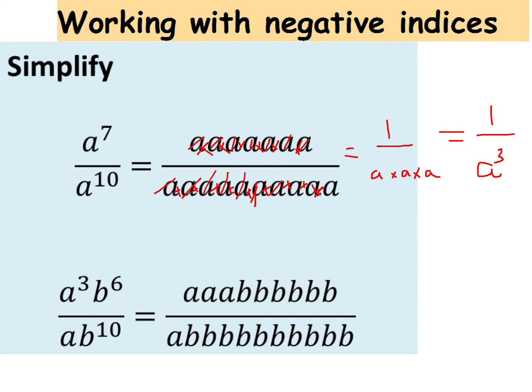Okay, and then this one, just cancel the a's. So you get a squared there, and then cancel the b's: 2, 3, 4, 5, 6; 1, 2, 3, 4, 5, 6. So you get a squared over b to the power of 4. That's my answer for that one.